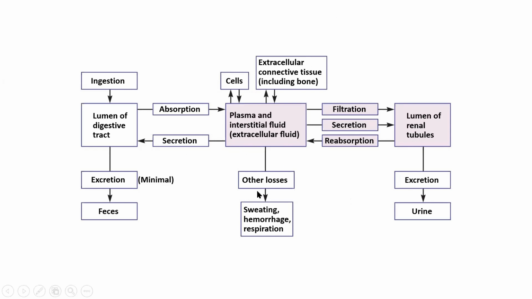Other ways that we lose water through our plasma is other types of loss. This is called insensible loss. So things like speaking, right? We lose moisture through the respiratory tract. We've got sweating, hemorrhaging, even saliva is a way that we lose water as well. And that is a very small amount of water that we lose through these mechanisms.